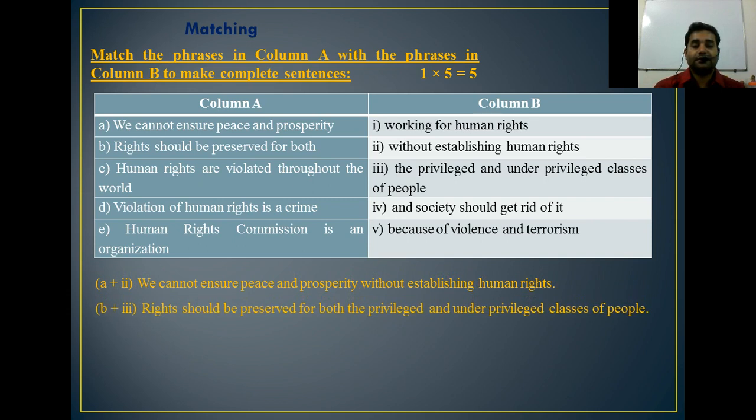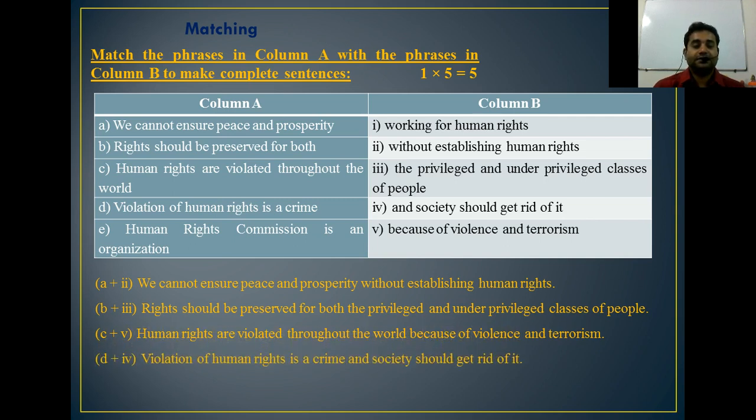Number B plus 3. Rights should be preserved for both the privileged and unprivileged classes of people. Number C plus 5. Human rights are violated throughout the world because of violence and terrorism. Number D plus 4. Violation of human rights is a crime and society should get rid of it. Number E plus 1. Human Rights Commission is an organization working for human rights.